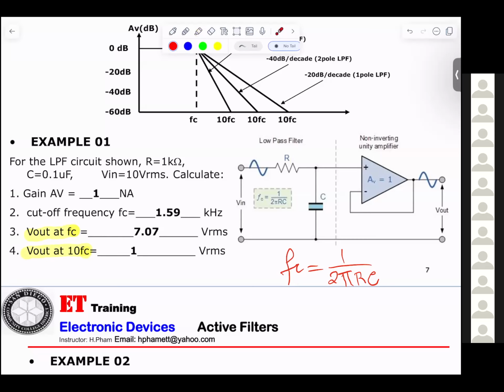Okay, go ahead and calculate the cutoff frequency and verify for me, right or wrong. Yeah, that's right. I get 1,591.549,431. So that's basically 1.59K. Okay, who else?